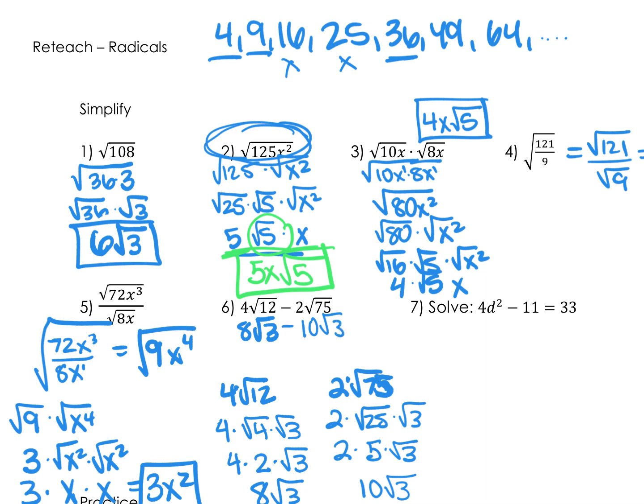Now we have to ask ourselves, can we subtract these now? Now we can, because they have the same number under the square root, they both have 3. So now we can subtract them. It's just like if you had 8x minus 10x, that becomes negative 2x, right? So it's just like adding and subtracting like terms. You're going to subtract the numbers in the front. So we're going to do 8 minus 10, which is negative 2, and the radical 3 just stays the same.